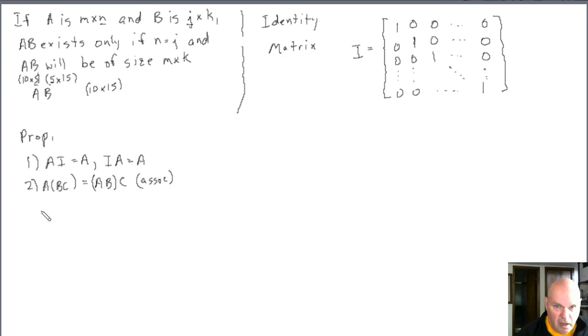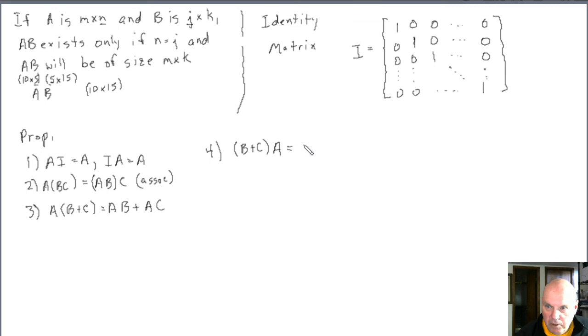Okay. And there's a distributive property across addition. A times (B plus C) is equal to AB plus AC. This is for left multiplication by A. Similarly, there's another one for right multiplication, this would be BA plus CA.